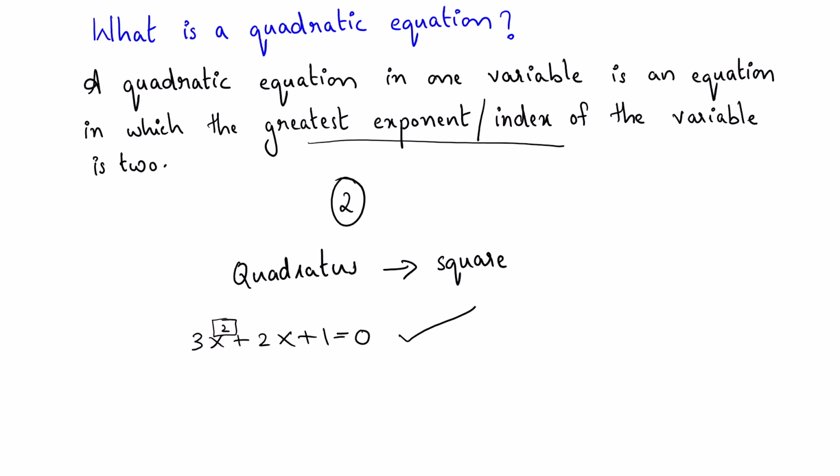Then, you can see another example, which is like 6y square plus 4y plus 2 equal to 0. This is another quadratic equation since its highest power is 2 and here the variable is y. So there is no such thing that the variable always should be represented as x. It can also be y or z, or it can be alpha, beta, any variable, you name it.